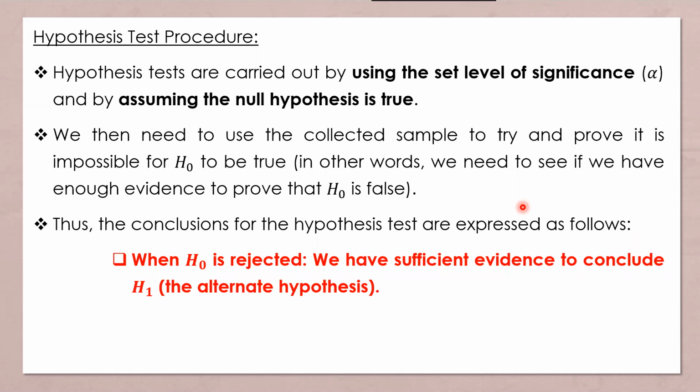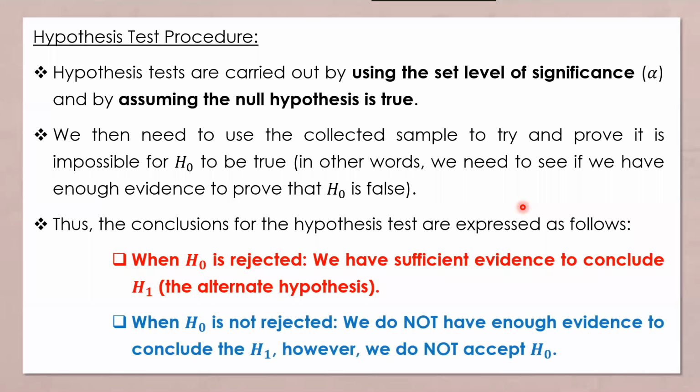So when the null hypothesis is rejected, that means we have sufficient evidence to conclude the alternative. When the null hypothesis is not rejected, we do not have enough evidence to conclude the alternative. But again, we do not accept the null hypothesis. You can't, just because you don't have enough evidence to prove that something is false, say that it is true. Okay? So we're assuming it's true, and just because we don't have enough evidence to prove that assumption false, doesn't mean that it is true.